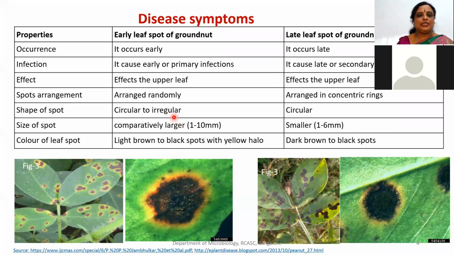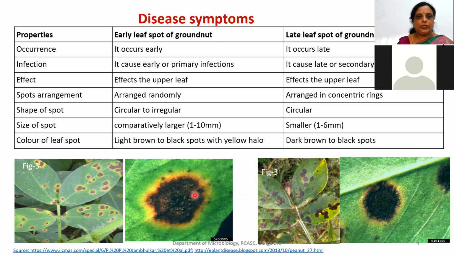How can you see the spots? In early leaf spot they are arranged randomly, wherever the infection has happened, whereas in late leaf spot they are in concentric rings. What is the shape of the spot? The spot of early leaf spot is circular to irregular, whereas in the case of late leaf spot, it is always circular.